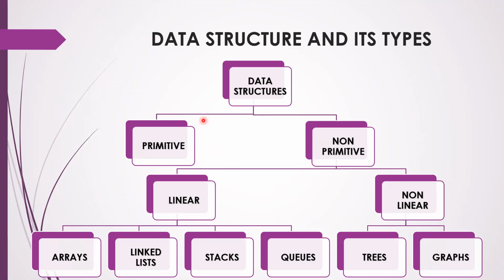Then we saw the data structures. There are two types: primitive and non-primitive. And we saw that non-primitive has two types, linear and non-linear. In linear, we saw array, linked list, stack, and queue, and in non-linear, trees and graphs. So in linear, we are going to look at the array. We saw the one-dimensional array in the last session.